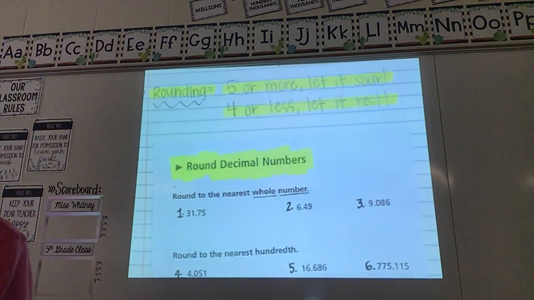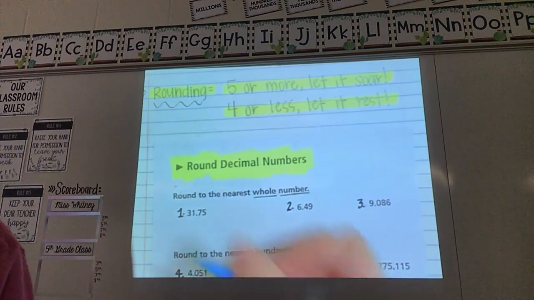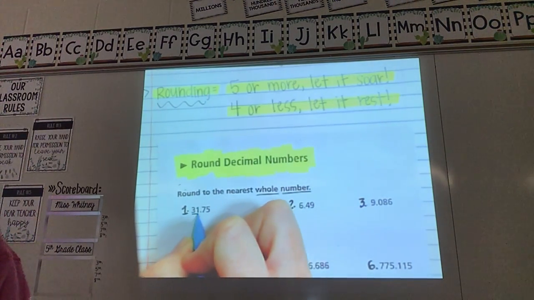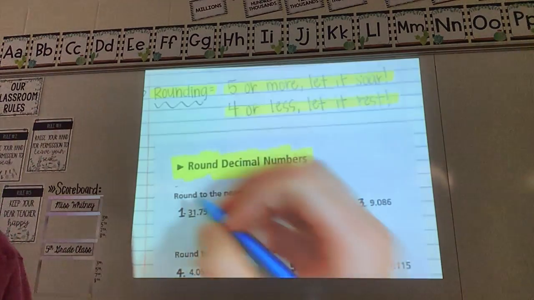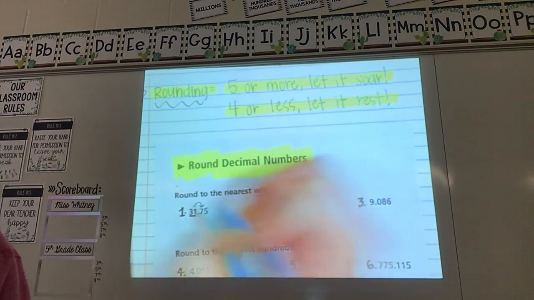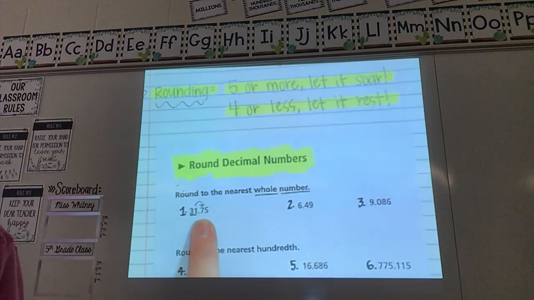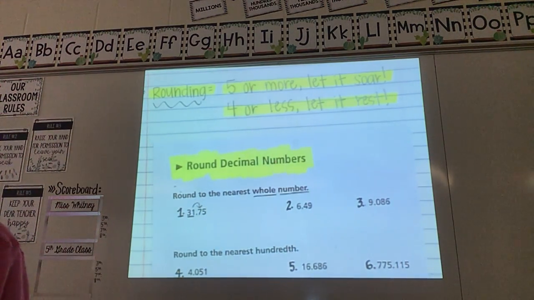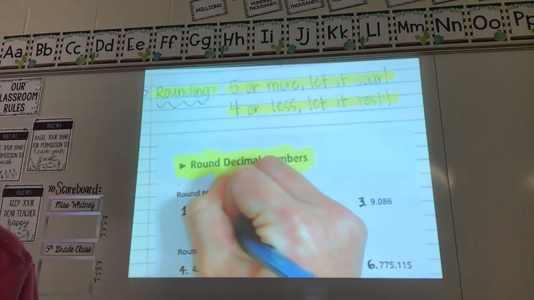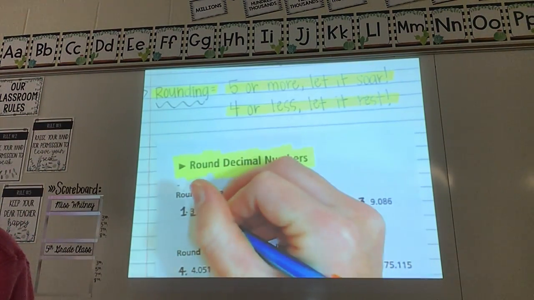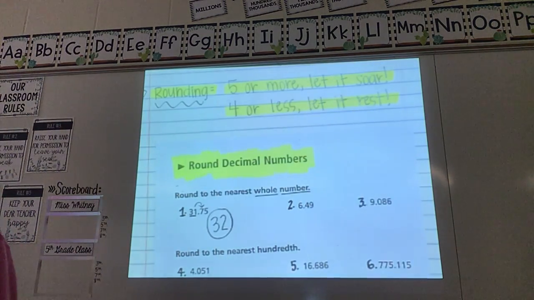Alrighty. When we're thinking about the whole number, that's like the dollars. We want to round to the dollars. So I'm going to underline my dollars. And to decide what they're going to do, we're going to look behind the decimal right there at that number. I'm going to tell myself 5 or more, let it soar. 4 or less, let it rest. Is my 31 going to stay a 31, or does it need to jump up to a 32? It needs to jump up to a 32 because that number behind it is 5 or more, so we have to make it jump up.